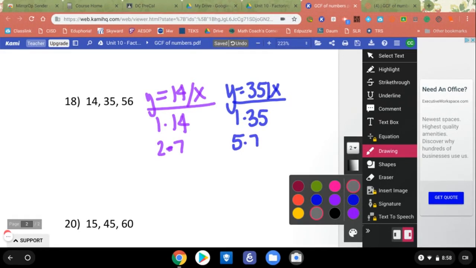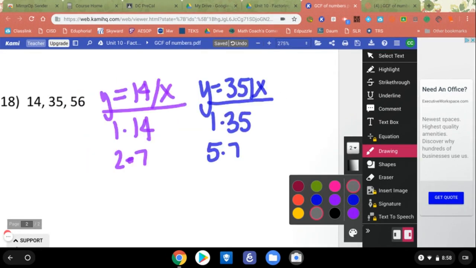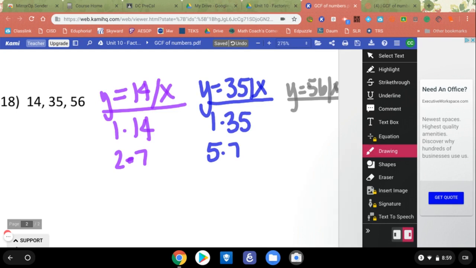Do the same thing. So do a third time for 56. So y equals 56 divided by x. So 56 divided by x, I'm going to go look at my table. And I have several sets. I have 1 and 56. I have 2 and 28. I have 4 and 14. And I have 7 and 8.